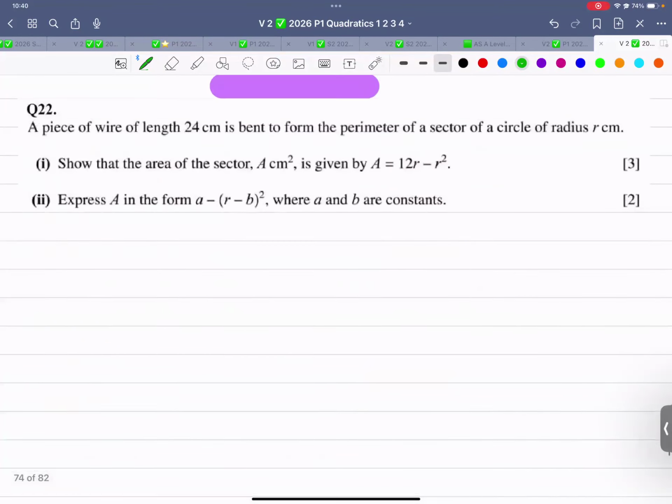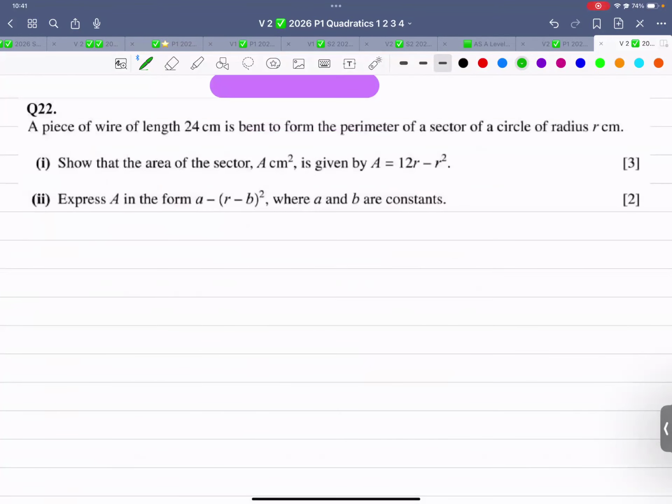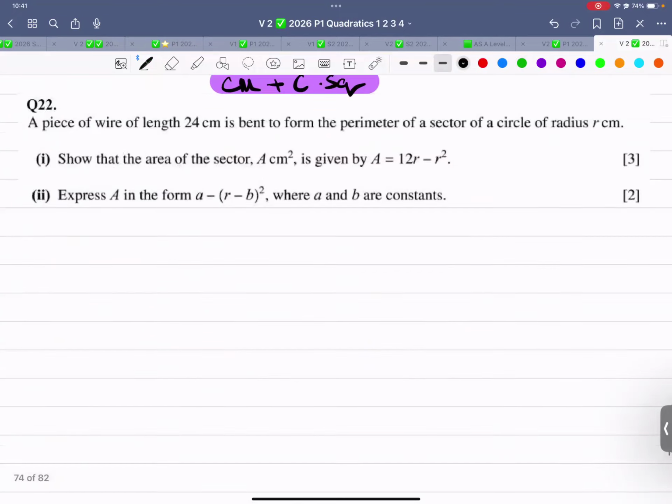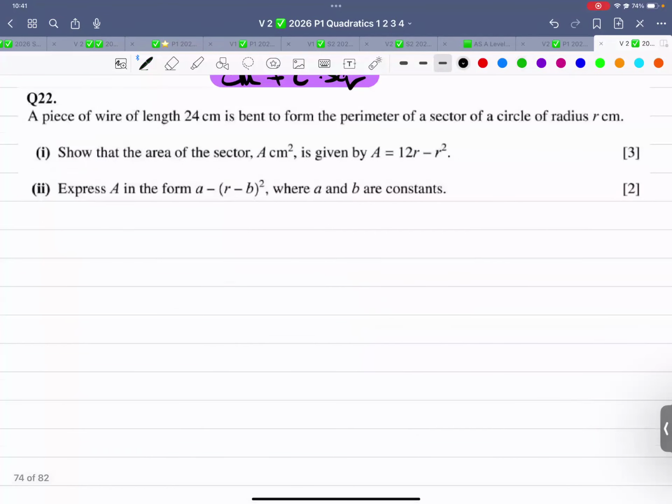Let's complete the square, maybe another question of the same type. So now this is circular measure plus completed square. What a beautiful combination. A piece of wire of length 24 centimeters is bent to form the perimeter of the sector of a circle of radius r. Draw a small diagram. There is no harm in it. So that is like a curvature, and then draw two lines like this, one line, the other line. Okay, so now let's start labeling it.